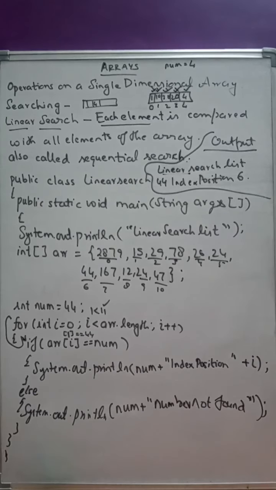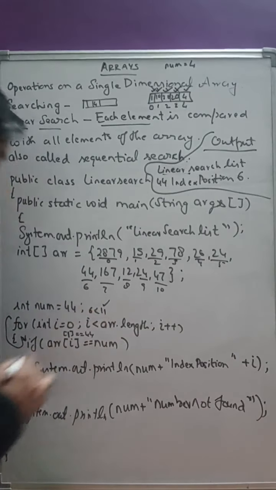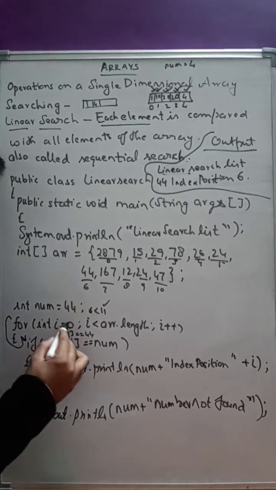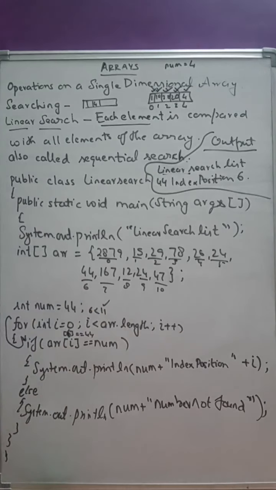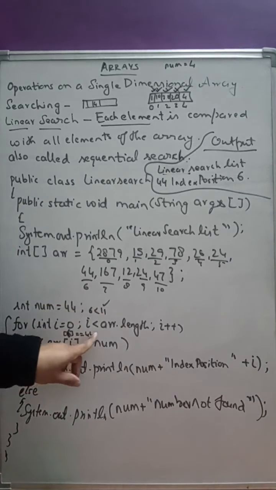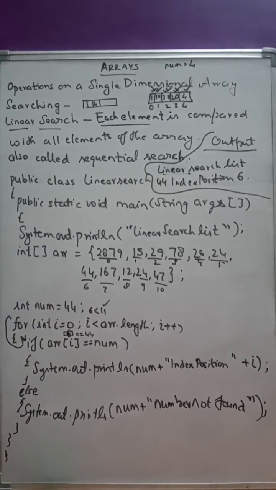Now when the condition is checked the sixth time, with I equal to 6, that is 6 less than 11, the condition will be true this time. arr of 6 will be compared: is it equal to 44 or not? On the 6th index we have 44, and the number we have in num is 44 also. So both the numbers are equal.